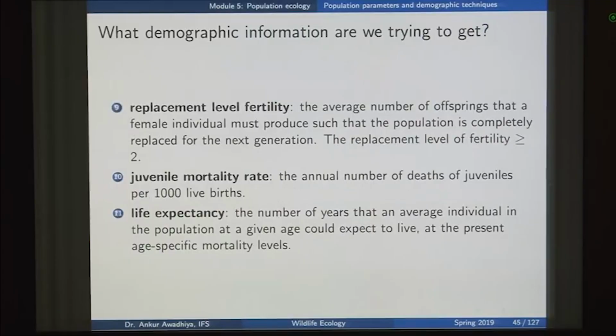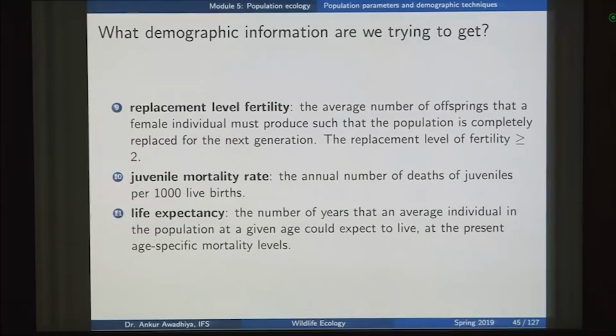Or replacement level fertility. If you have two individuals, one male and one female, how many offsprings are they producing to be able to replace themselves? If they are only producing one offspring, in that case the population is going towards a decline. If they are producing 10 offsprings, the population is increasing. But if they are producing around 2 individuals, so there are 2 individuals in the parent generation and 2 individuals in the offspring generation, the population is able to replace itself. So what is that replacement level fertility?